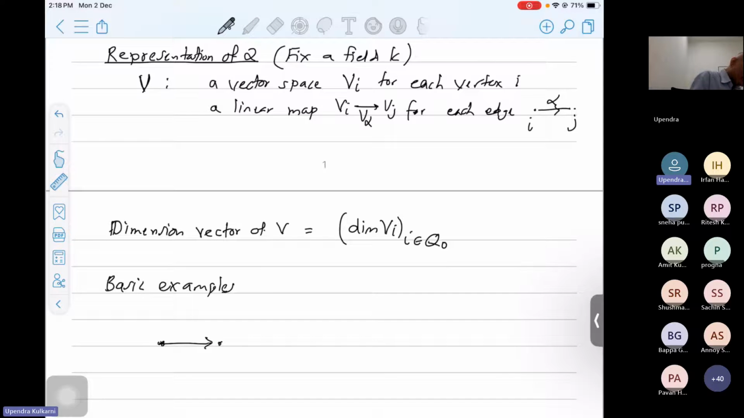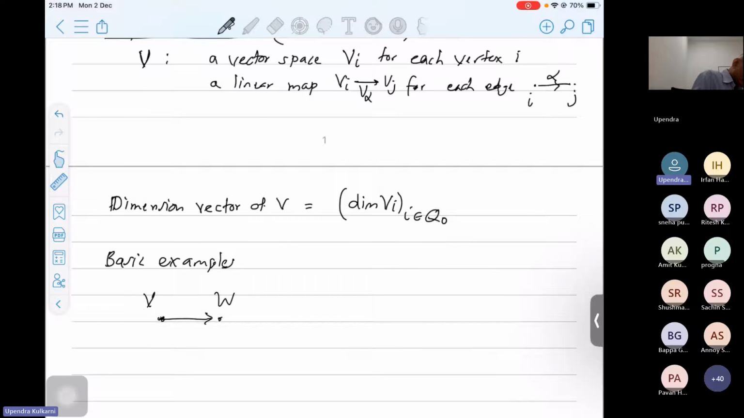So this quiver, a representation of this quiver will simply be a linear map from V to W, where V is associated with the first vertex and W to the second vertex. All right. And likewise, let's draw the second example, and so this means I will have a map from V to itself.